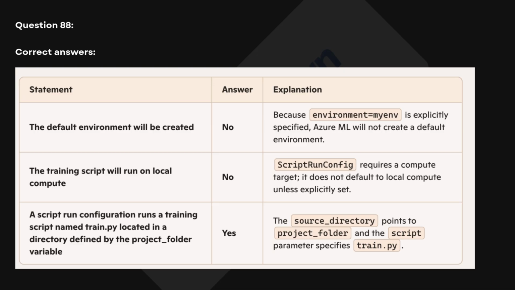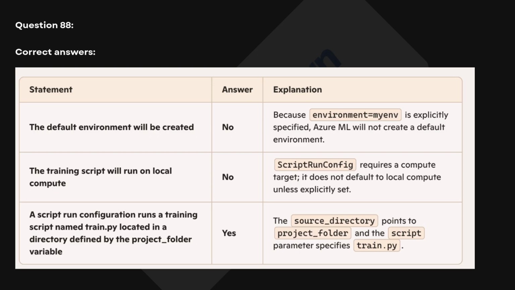Correct answers are: Statement 1. The default environment will be created. No. Because the code explicitly specifies environment=myenv, Azure ML will not generate a default environment. A default is only created if no environment is provided. Statement 2. The training script will run on local compute. No. ScriptRunConfig requires a compute target. It does not default to local compute unless you explicitly set compute_target='local'. Without that, the run will not execute locally.